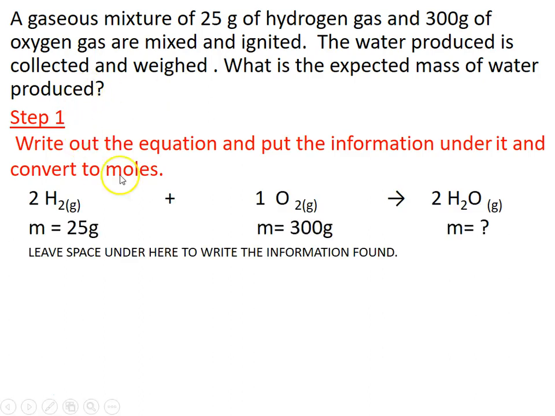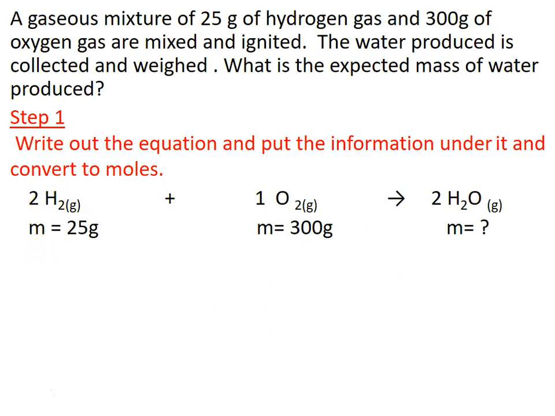So for every 1 oxygen molecule, which has 2 oxygen atoms, each oxygen atom is going to combine with a hydrogen molecule, the 2 hydrogen atoms, to make a water molecule. So each oxygen atom combines with 2 of these to make, in the end, 2 water molecules. So for every one of those you need 2 of these.